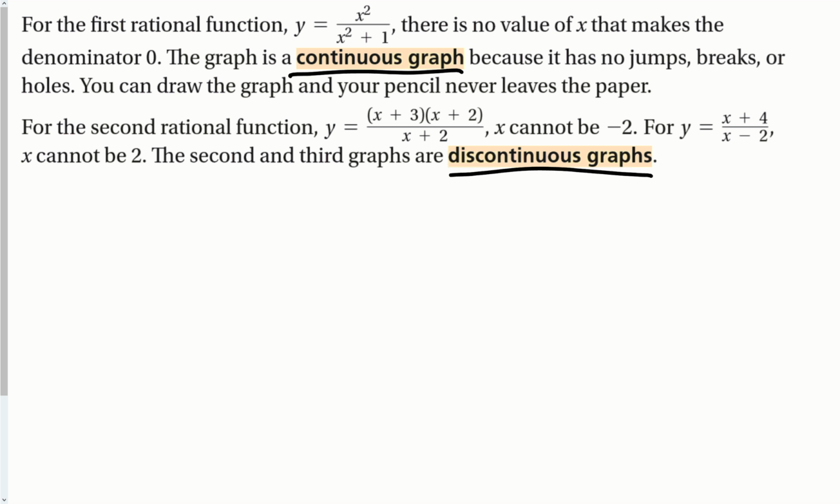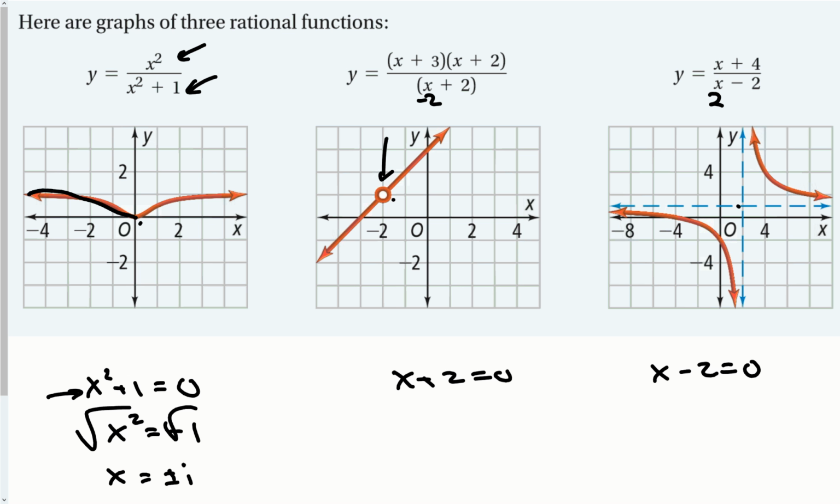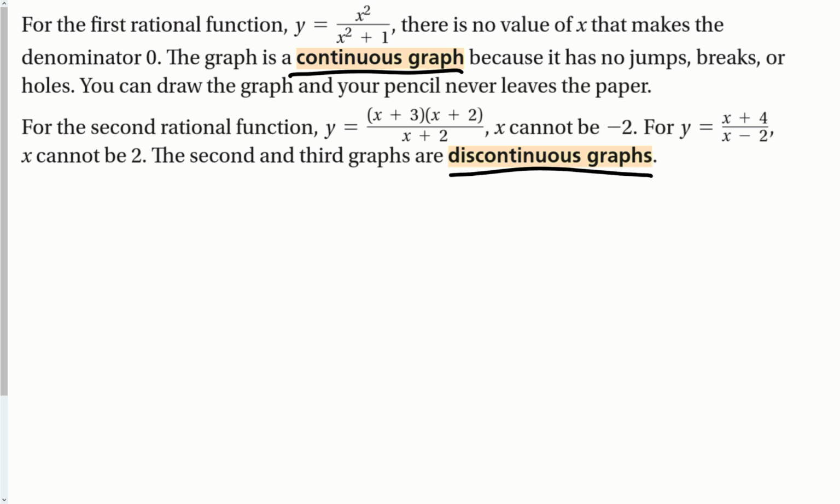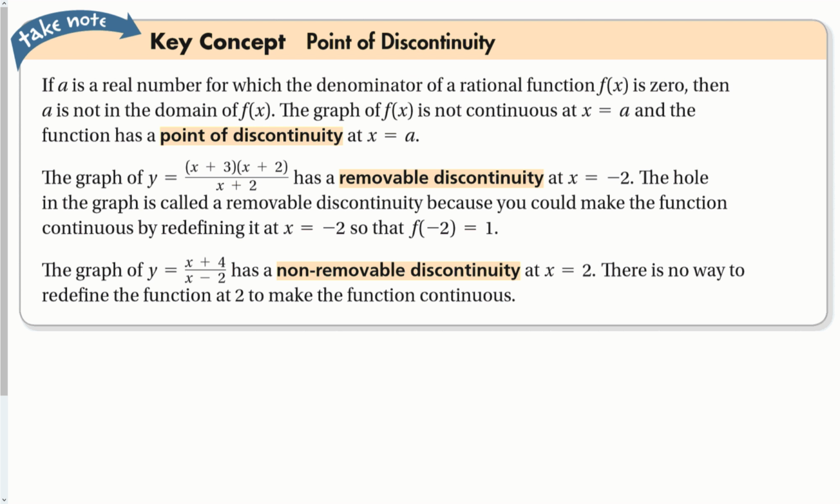The other two are called discontinuous graphs because this one you can draw without picking up your pencil. This one, right, has a hole. This one is very clearly not able to connect these 2 points. Okay, and again, these have special names that we'll get into in a few minutes. Okay, so these are now called my points of discontinuities.